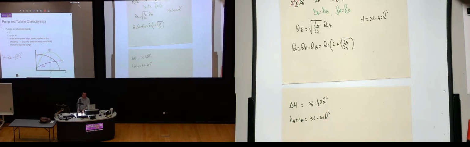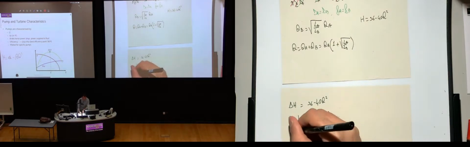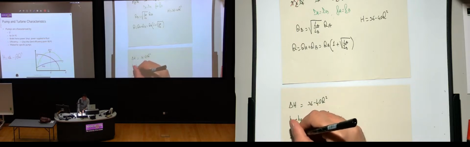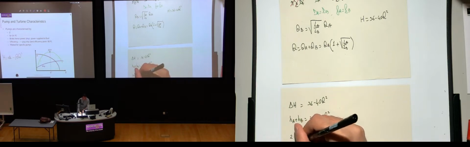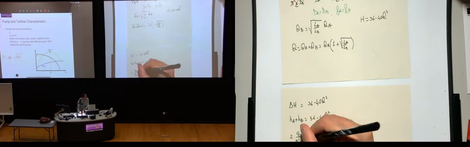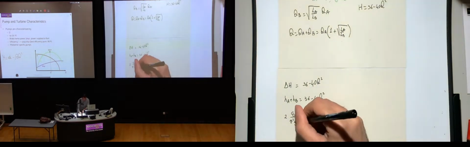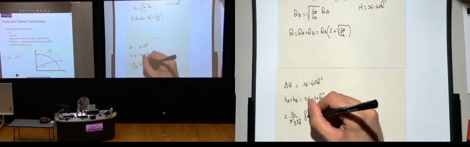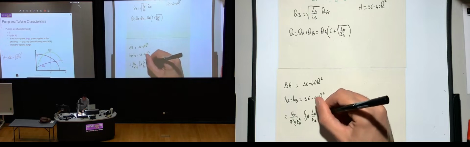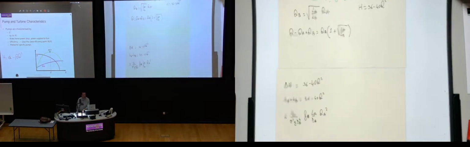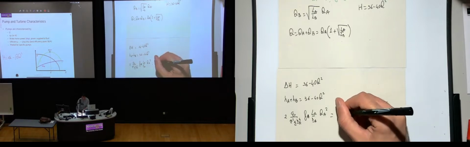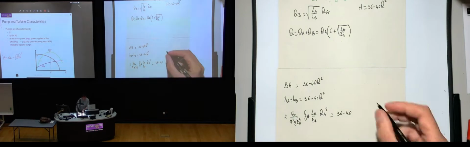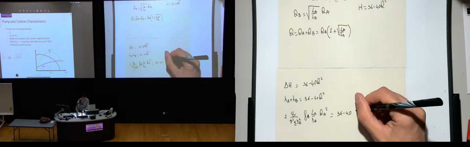And in this case, it's very nice that you can prove that the sum of the two head losses is 8 over pi power 2 g, dA power 4, fA, LA over dA, QA power 2, equal to 36 minus 40 Q power 2. But maybe I can write this.